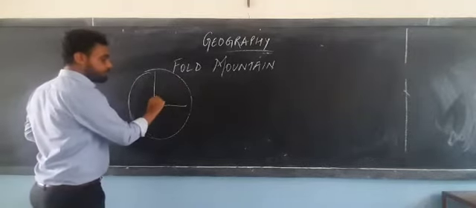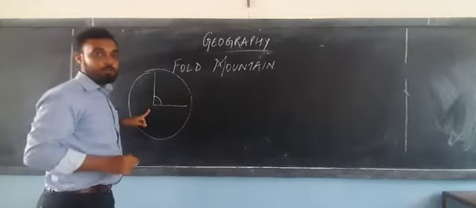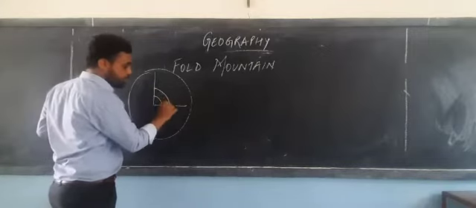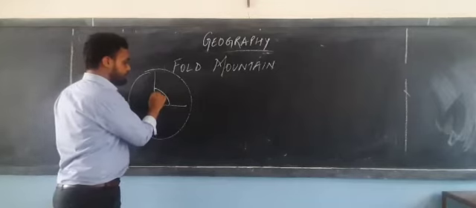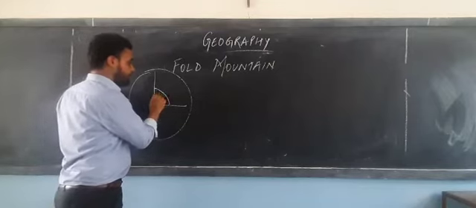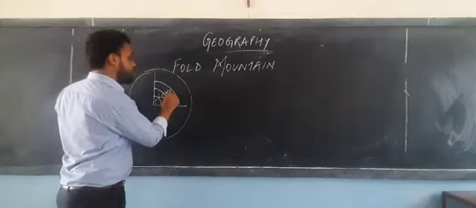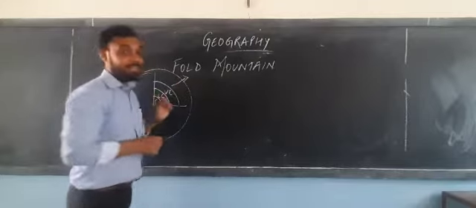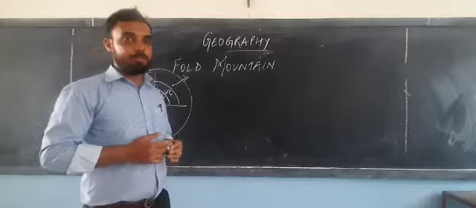Deep inside the earth we have the core. The core is made up of lava and hot molten rock. Above that we have solid rocks which are called the tectonic plates. Above the core we have the lower crust. Above that we have the upper crust, and then we have the surface on which people live. Okay? Now, how are fold mountains formed?